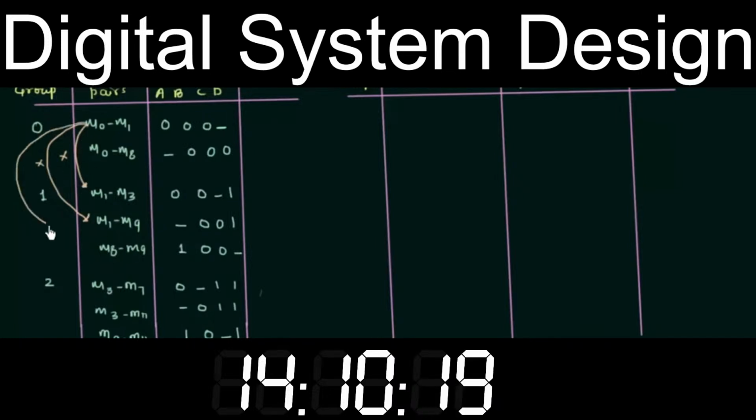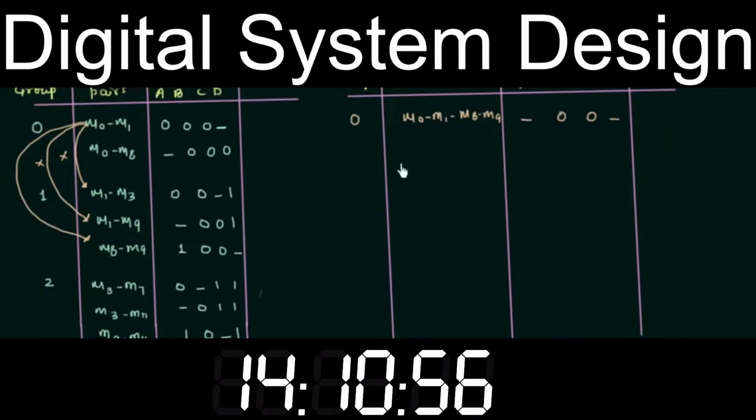We will compare M0 M1 with M8 M9. So 0 0 0 underscore. M8 M9 is 1 0 0 underscore, and you can see we have only one variable changing, that is A. The rest of the variables are same. So in group 0 we have M0 M1 M8 M9 as our matched pair, and the representation is going to be underscore 0 0 underscore.